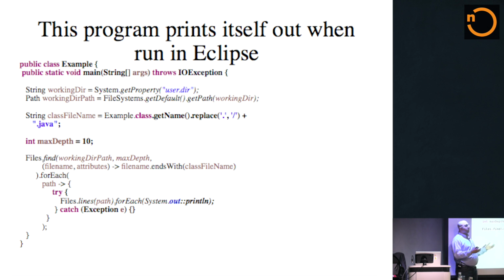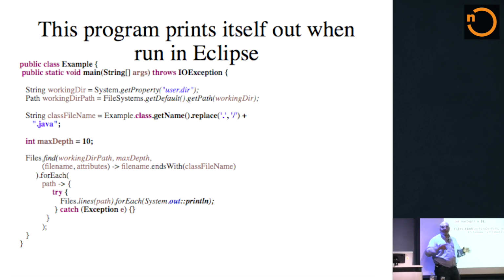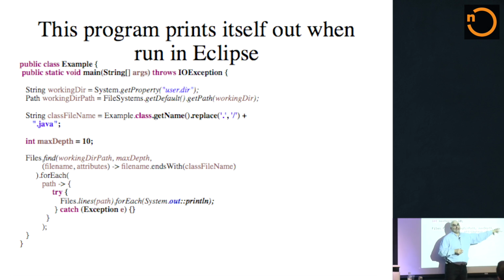Since I have to give it a predicate, what's a really good thing to express a predicate? Lambda expression, of course, right? So that's the lambda expression here. The lambda expression takes two parameters in this case. We're given the name of the file, and we're given the file system attributes like read only, write, and stuff like that. In this example, the only thing I care about is, since the file name is a string, does the file name end with the class file name that I created earlier?